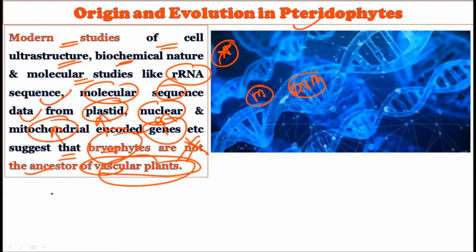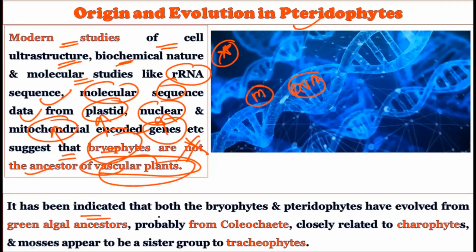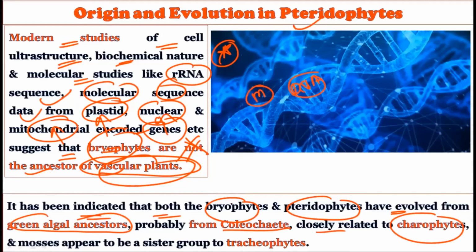So what are modern studies saying? Modern studies are saying that the bryophytes were not the ancestral stock for the vascular plants like the pteridophytes. So from where did these vascular plants come? It has been indicated that both the bryophytes and pteridophytes have evolved from a green algal ancestor, probably from the Coleochaetes closely related to the chlorophytes, that is the green algae, and the mosses appear to be the sister group of the tracheophytes. So finally, the algal origin of the bryophytes and pteridophytes is strongly supported by the modern studies.